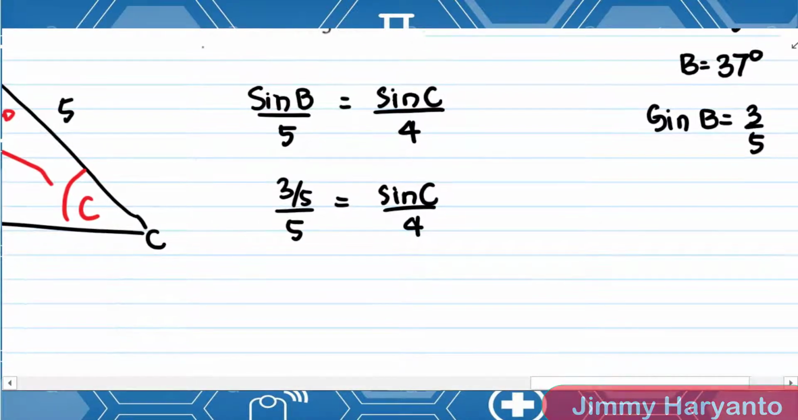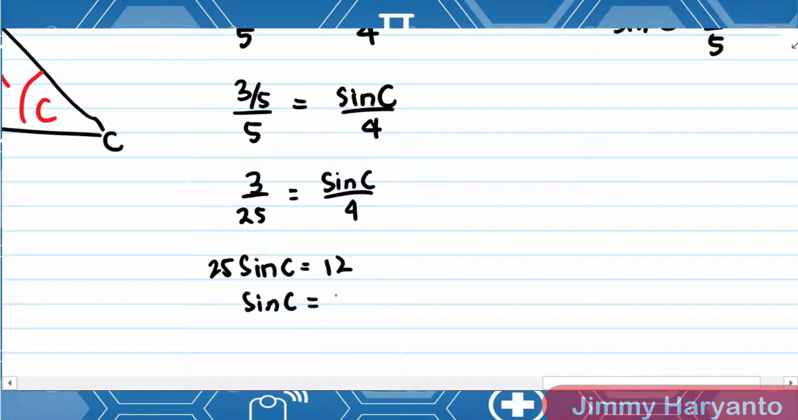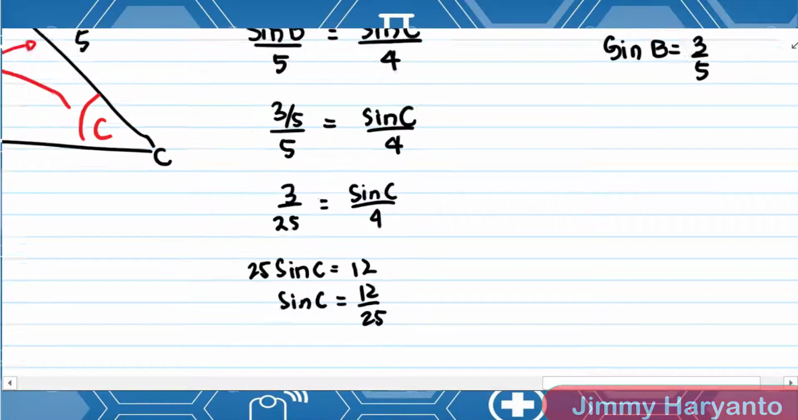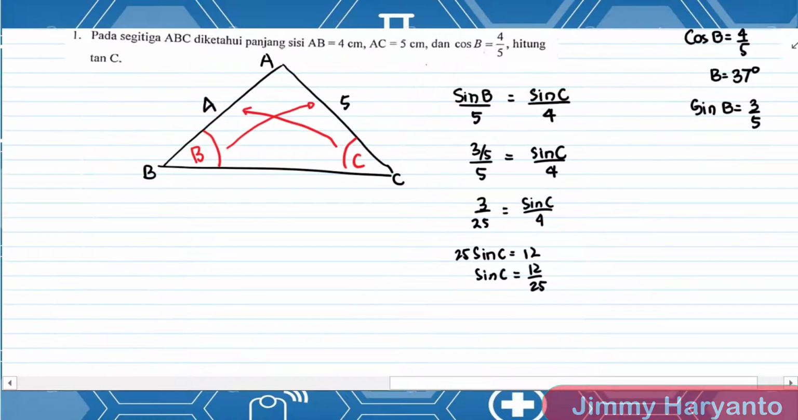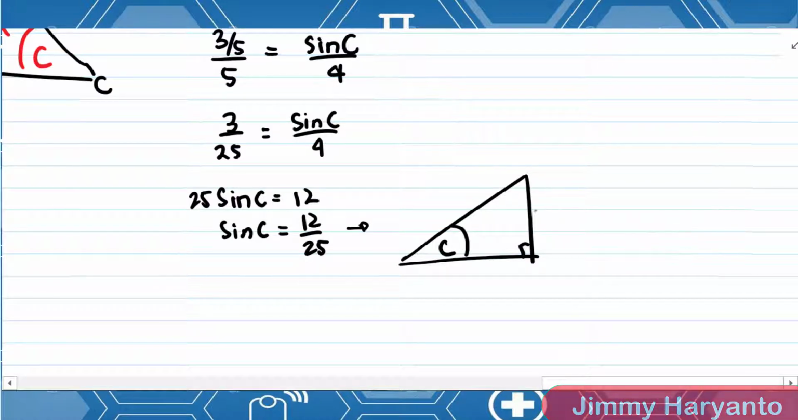After that, we can simplify the last one: 3 over 25 equals sine C over 4. Then I can cross multiply: 25 sine C equals 12. So sine C equals 12 over 25. But the question wants us to find tan C, not sine C. So from this one, I will create a right triangle. This is C, this is the opposite, and this is the hypotenuse. So the opposite will be 12, and the hypotenuse will be 25.